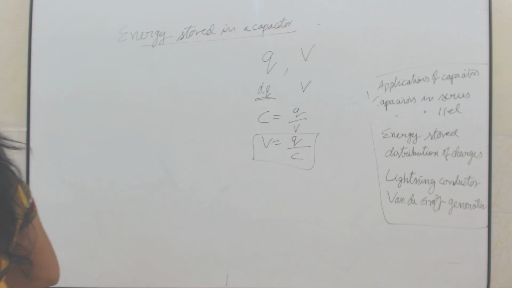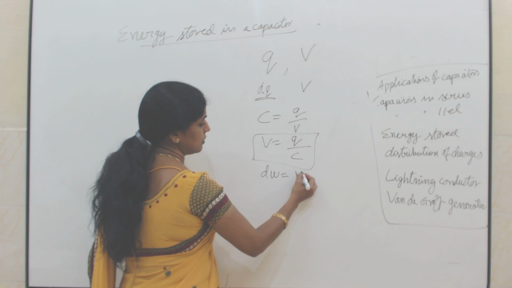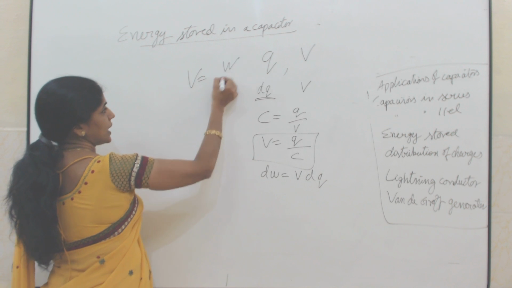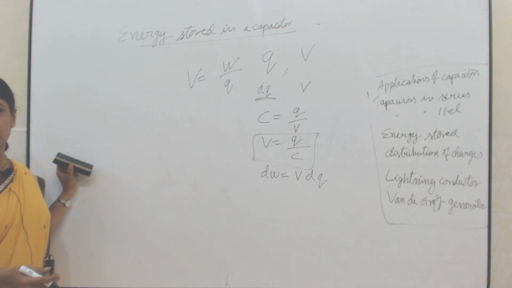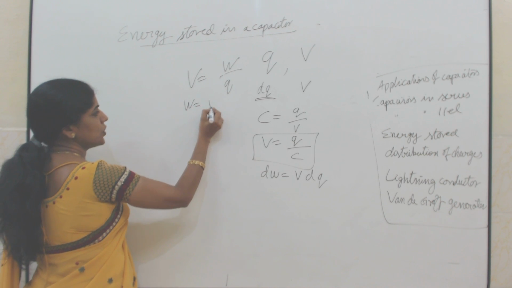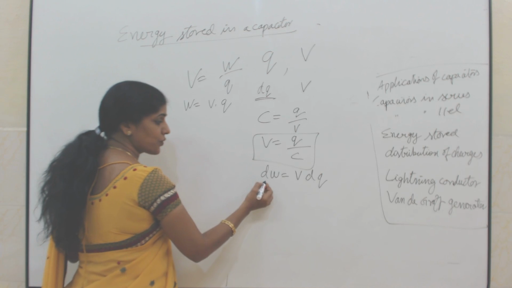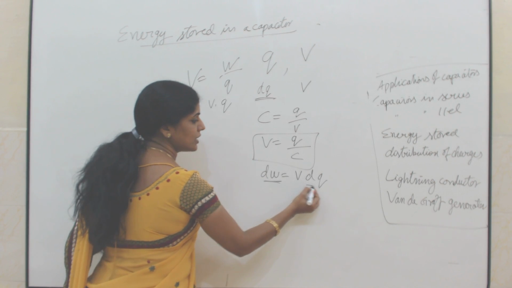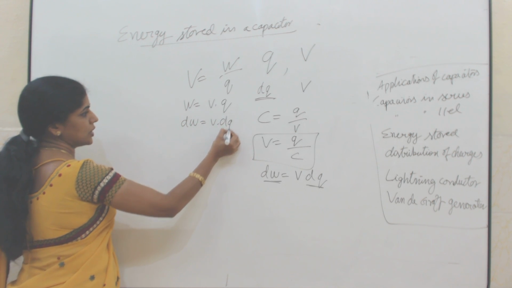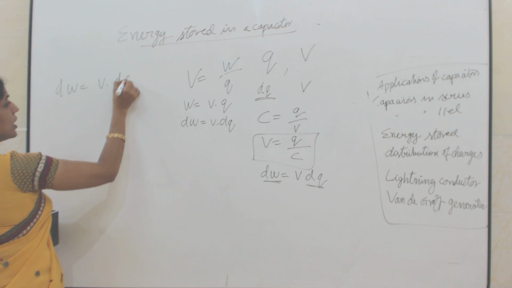First we will find the work done in storing this charge. What is the formula for potential? Work done in moving a unit positive charge. So, work done equals V into Q, isn't it? First we will find the small amount of work done in giving an additional charge of dQ. So, dW equals V into dQ.